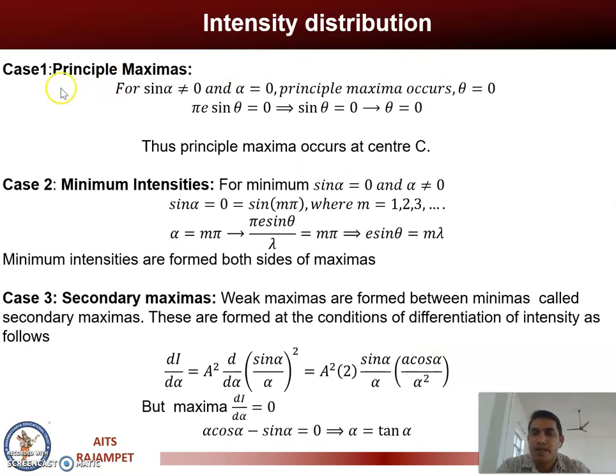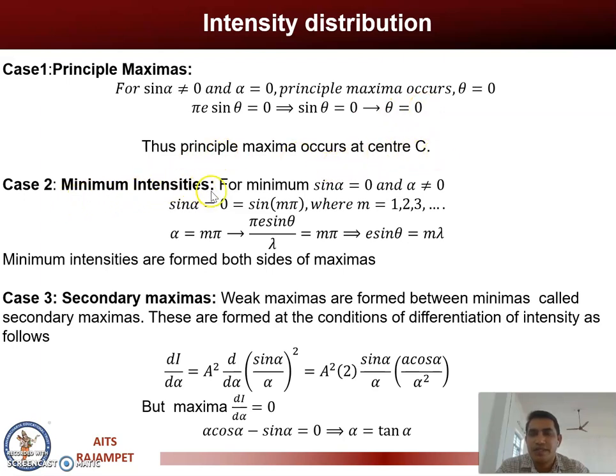Now the intensity distribution. Case 1, principal maxima. For sin alpha not equal to 0 and alpha equal to 0, the principal maxima occurs at theta equal to 0. Then pi e sin theta is equal to 0, which means sin theta is equal to 0 and theta is equal to 0. Thus, the principal maxima occurs at the center C.